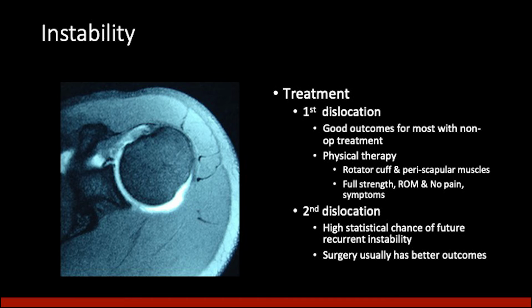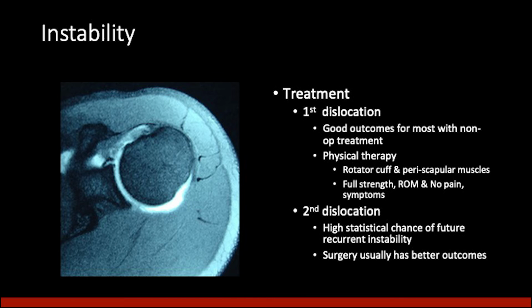Instability. So for first-time instability, for first-time dislocations, the default really should still be to assume that most people are going to be okay with non-operative treatment. Once you have your second dislocation, the chances of you having a third, fourth, fifth without surgery is very high. So that first dislocation, you want to think about non-operative treatment, but for the second, you really need to now talk with these people about surgery, because this is going to keep happening.